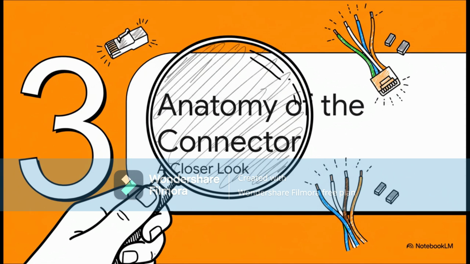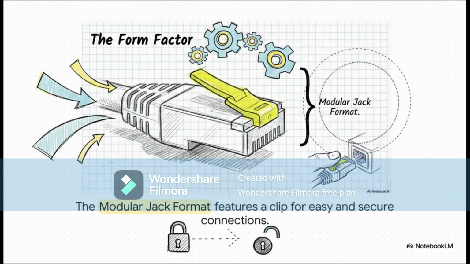All right, now for the really cool part. Let's get our virtual magnifying glass out and really dissect this thing. We're going to take a closer look at its anatomy. So the first thing you'll notice is its shape, what we call the form factor. And the most obvious part is that little plastic clip on top. You know the one? It makes that super satisfying click when you plug it in. That click tells you it's locked in securely. This design is called the modular jack format, and it's built to be strong but also easy to unplug when you need to.